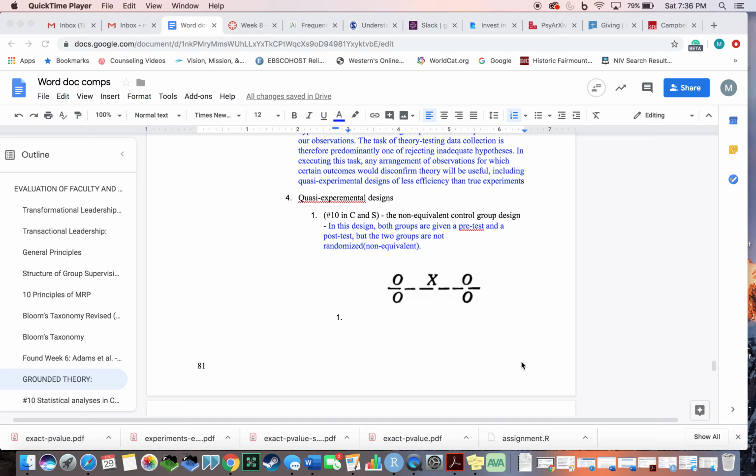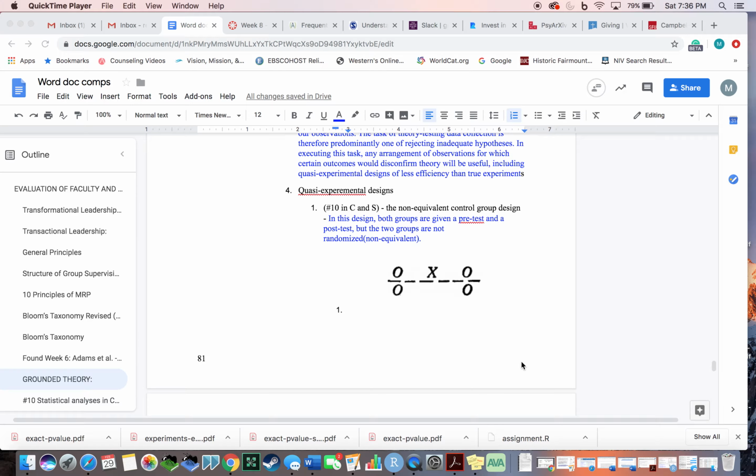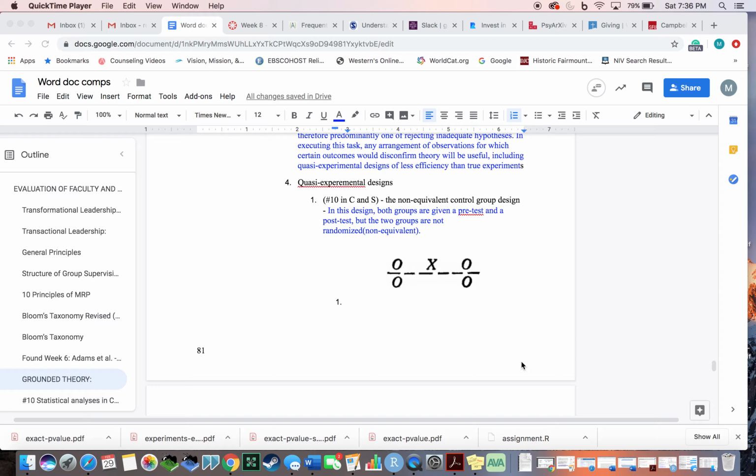Let's move on to the quasi-experimental designs. Okay. So let's say for whatever reason we can't do a randomization. Okay. This one then it's number 10 in Stanley and Campbell. It's the non-equivalent control group design. Okay, so in this one you can't randomize, but you do have a control group. In the design, you're going to give both groups.